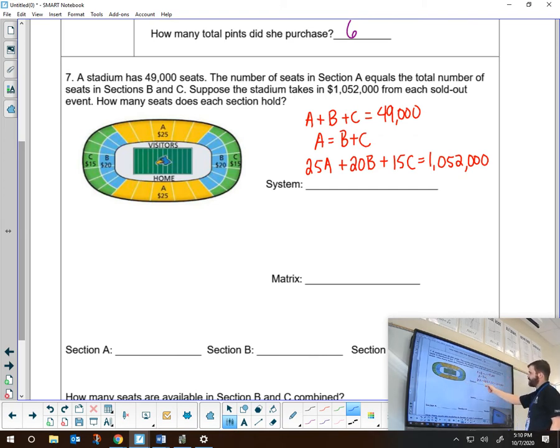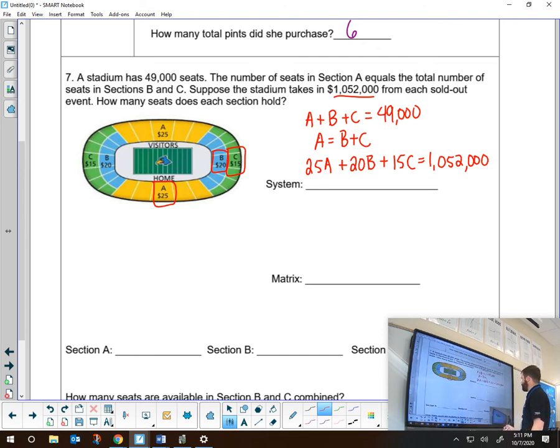Now it costs $25 for each seat in A. We can see that here. Okay. Costs $20 for each seat in B, and it costs $15 for each seat in C. And all of these, when it's sold out, is $1,052,000. Okay, so we're going to need to write a matrix for this, so that way we can solve it.